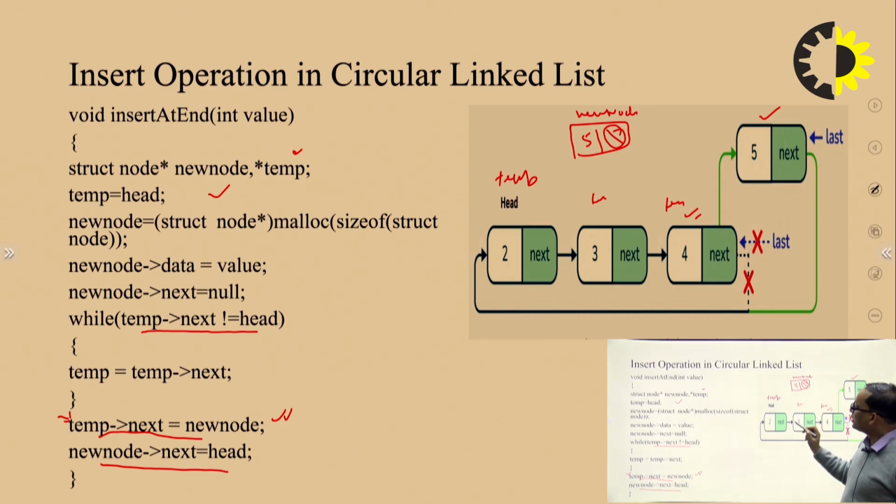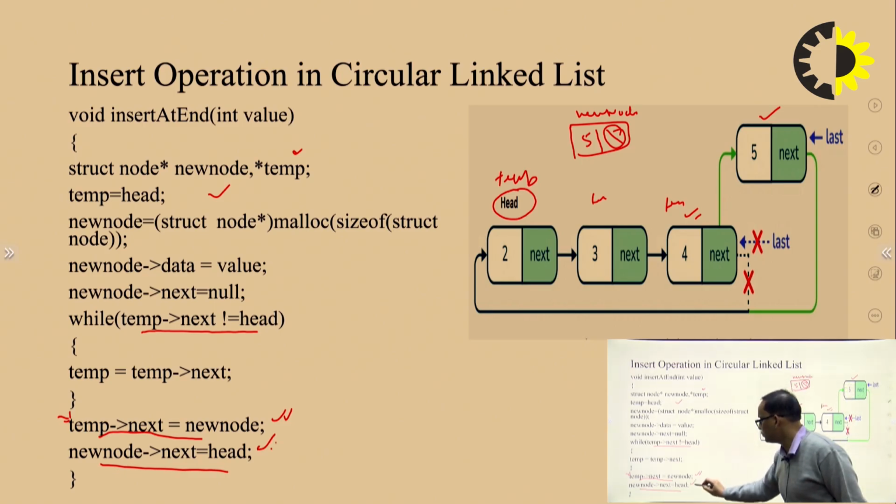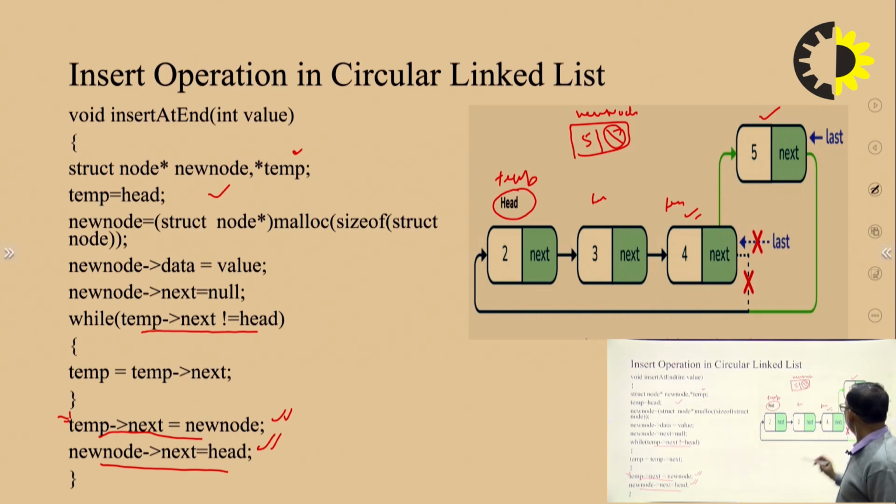And since the first node of the linked list is always represented by the head, new node arrow next should point to the first node. It means new node arrow next should be initialized with head. It means the address field or next field of the new node must contain the address of the first node. So in this way this newly created node will be added at the end of the circular linked list.